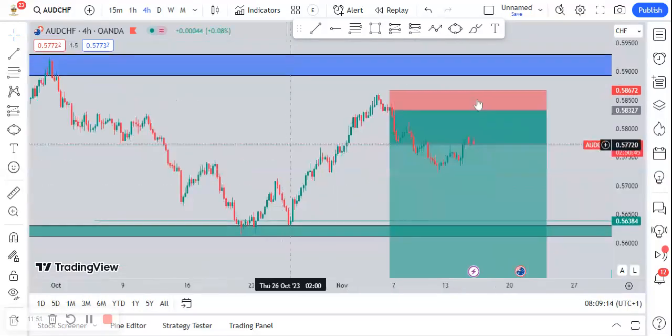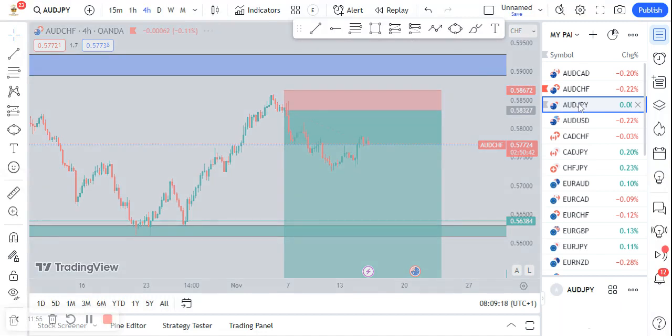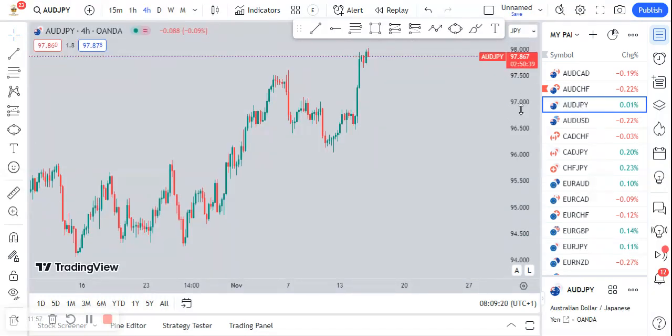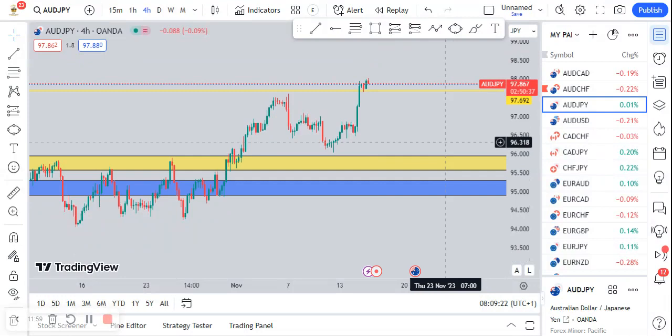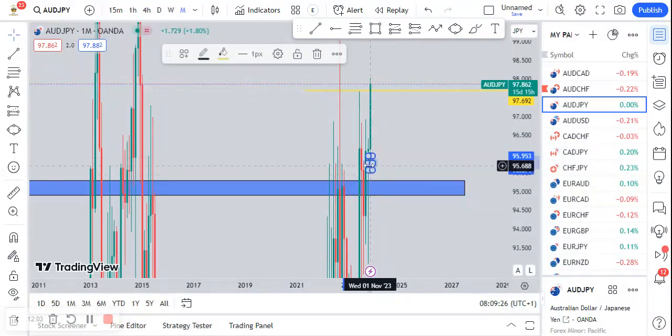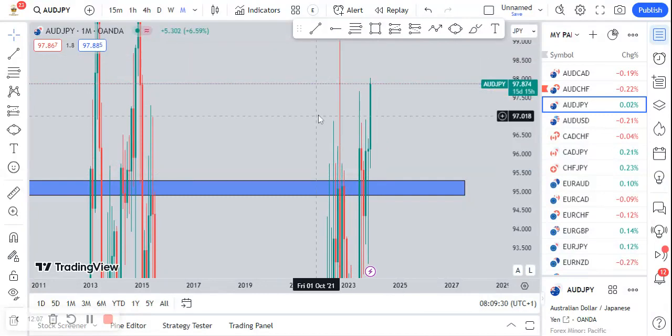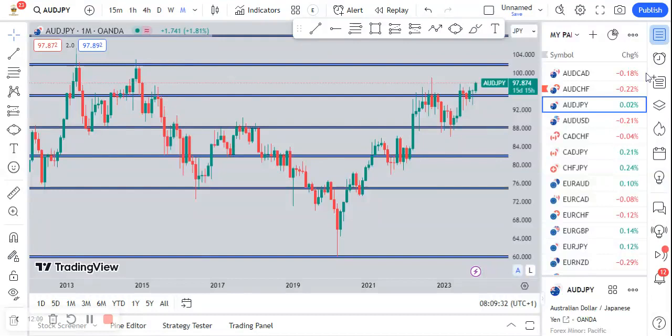So the next pair I have is AUDJPY on the monthly time frame. I support this move to the upside, but the market did not give me a valid correction, so I cannot trade the market.